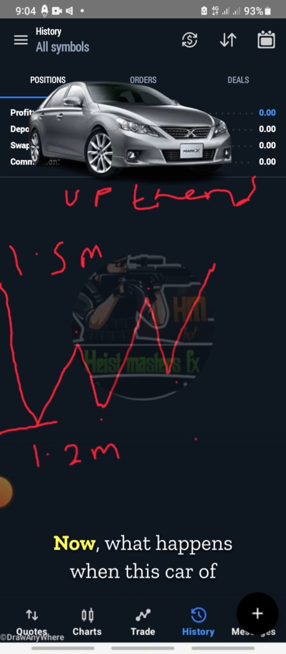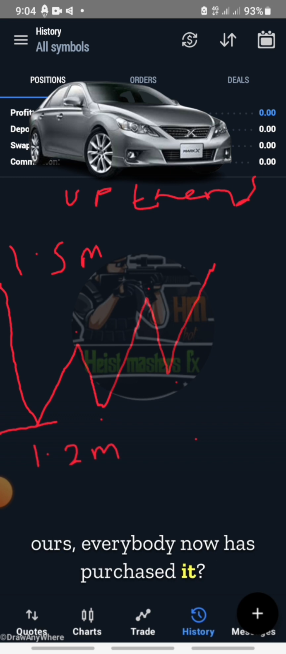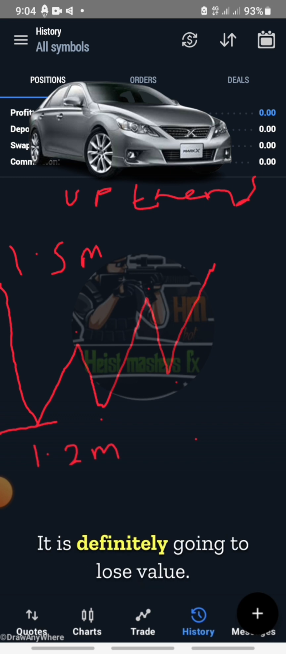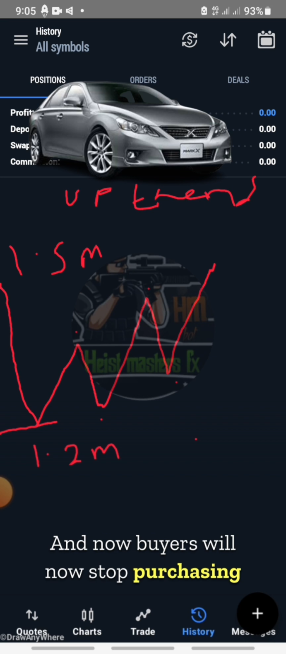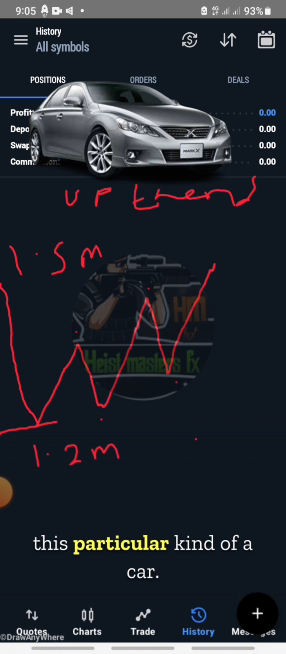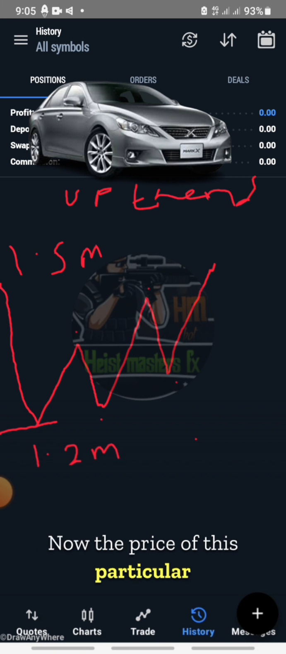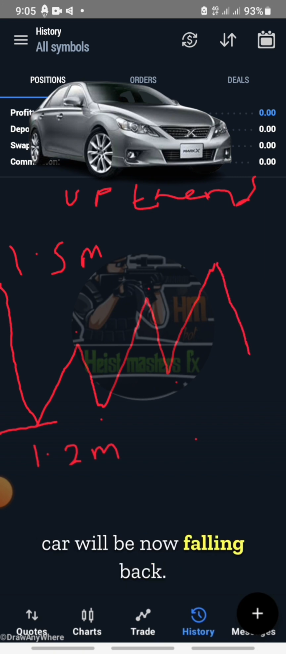Now what happens when everybody has purchased this car of ours? It is definitely going to lose value, and buyers will stop purchasing this particular car. And what do we expect in this market? The price of this particular car will now be falling back.